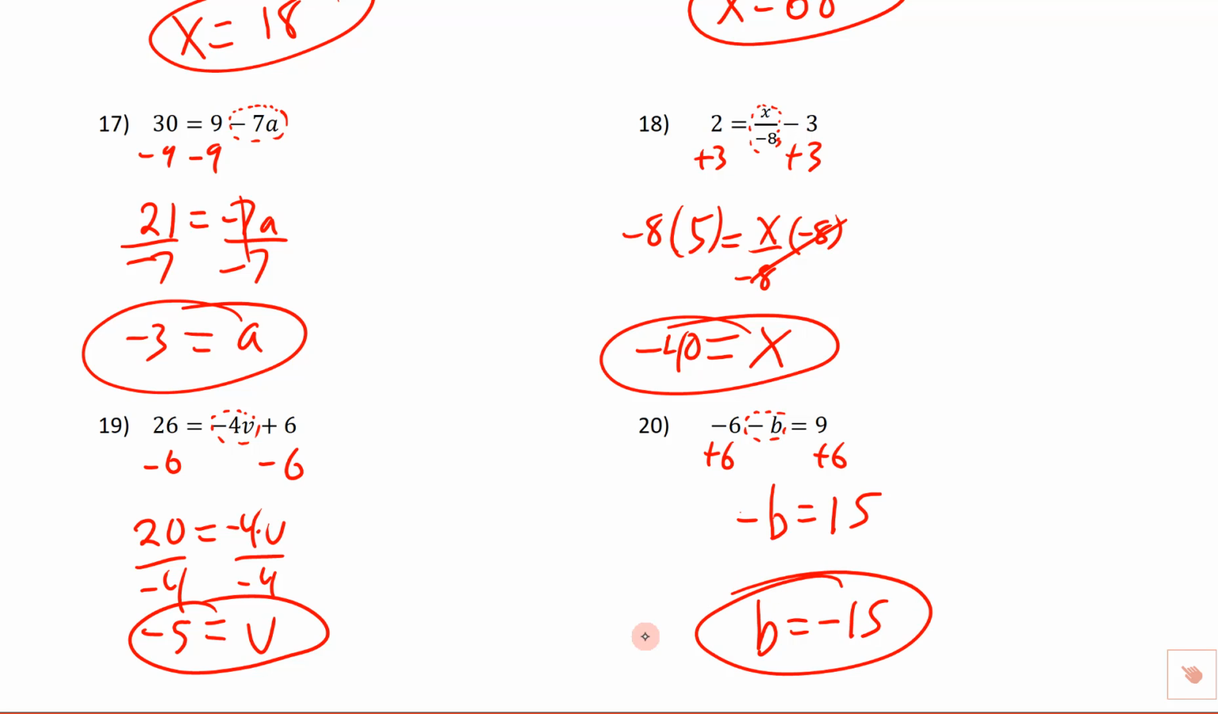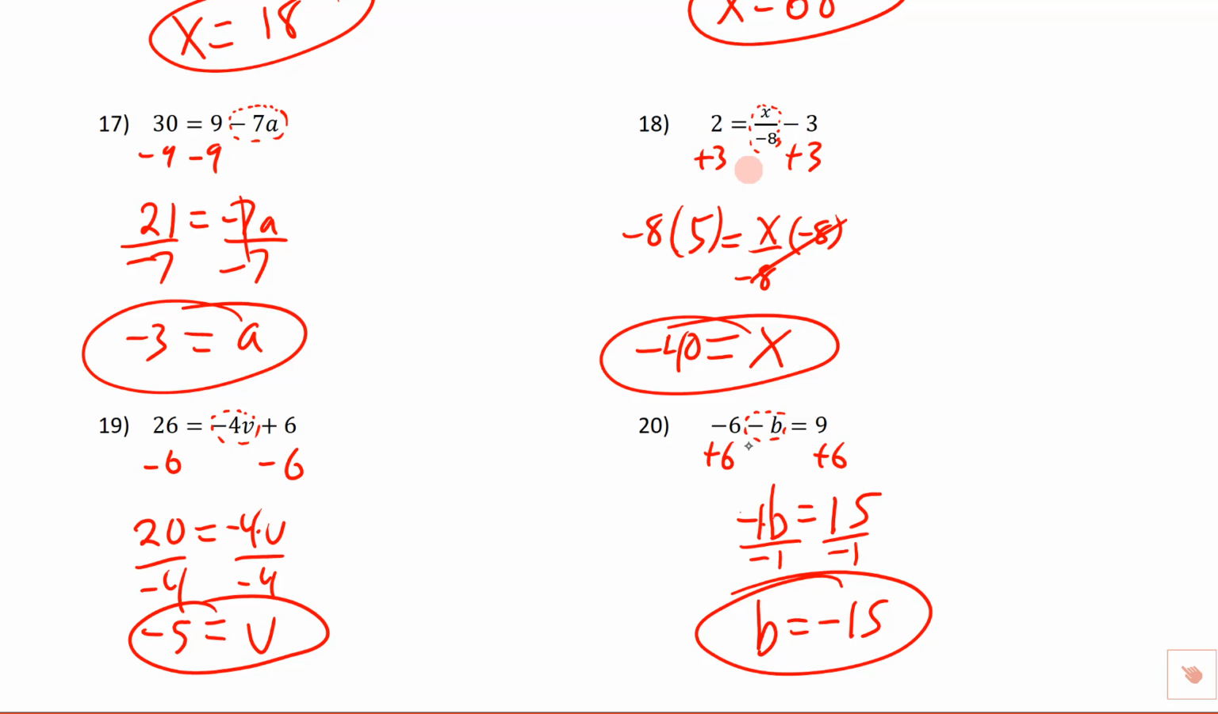The other way to finish this problem off is by doing this. This is understood to be a negative 1, so this would be negative 1 times b. If we were to divide both sides by negative 1, notice the 1's cancel, the negative 1's cancel, we get a b over here, and we've got a positive 15 divided by a negative 1, so we end up with a negative 15. All right, that's the assignment on 1 and 2-step equations.